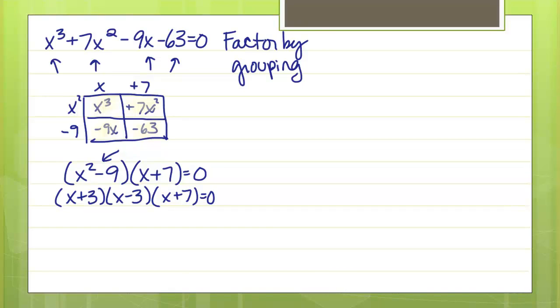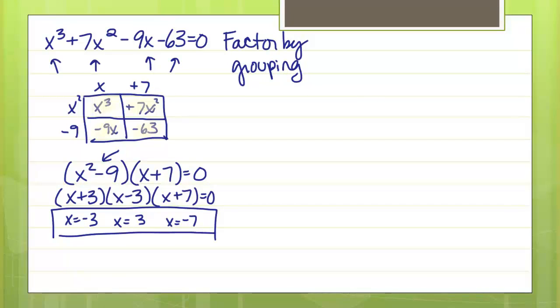Now, that one I could factor quickly because it was a difference of squares. I know my answers are -3, +3, and -7. So those are my 3 solutions. So factor by grouping, we still just put the things into the box and see if it works. It won't always work. Some of these won't work, but that one did.